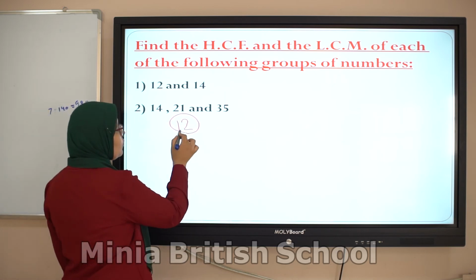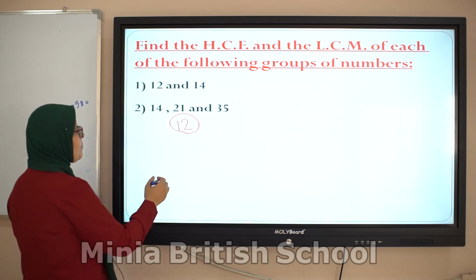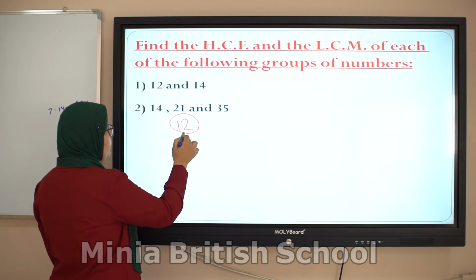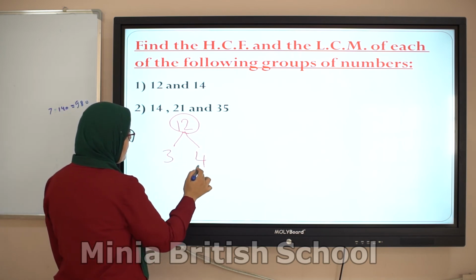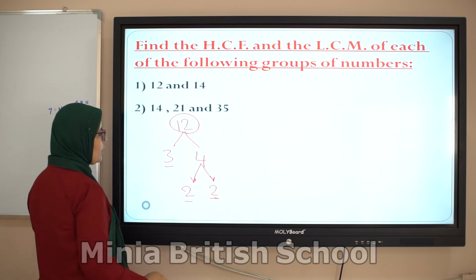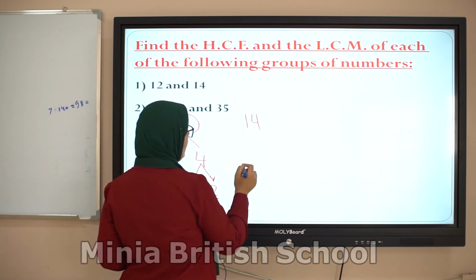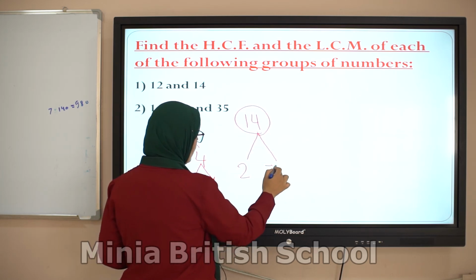What about 12? I will use the tree method. I will factorize it according to its prime numbers. 12 equals 3 times 4, and this 4 equals 2 times 2. What about 14? 14 equals, so easy, 2 times 7.